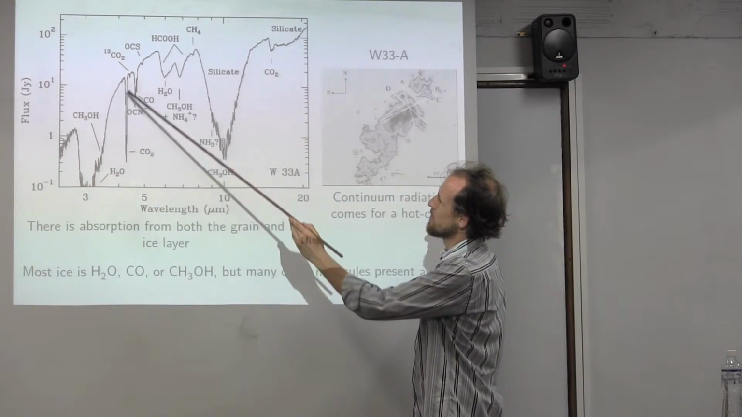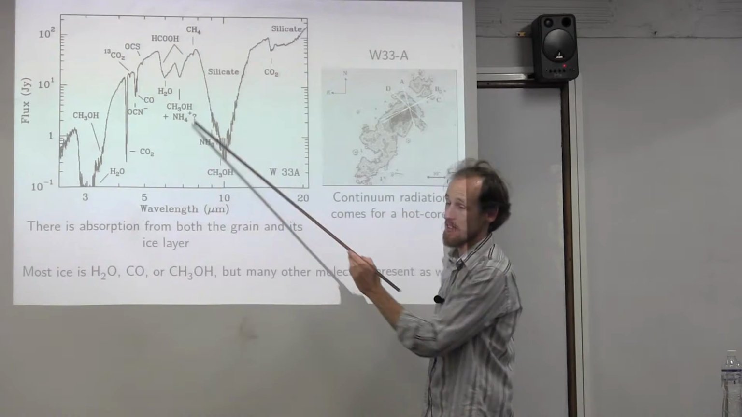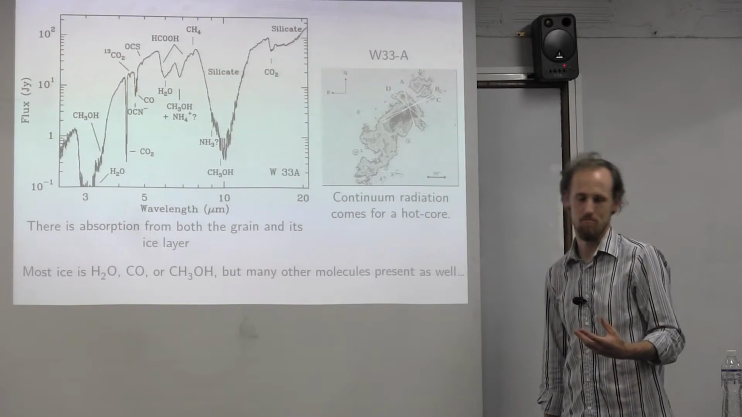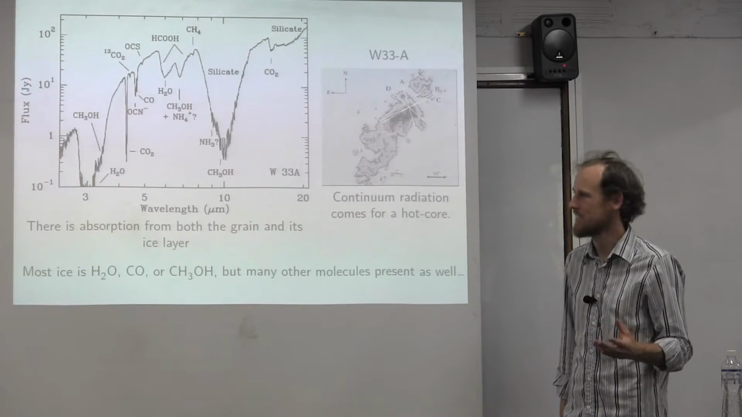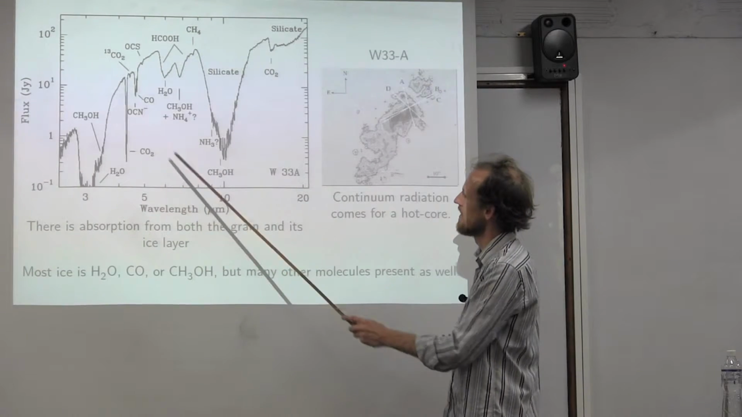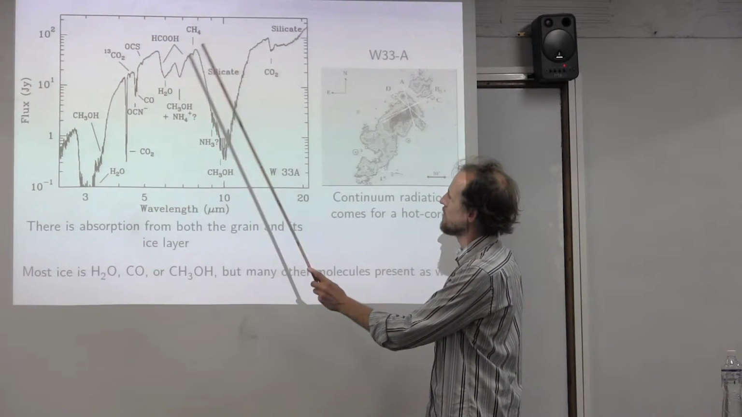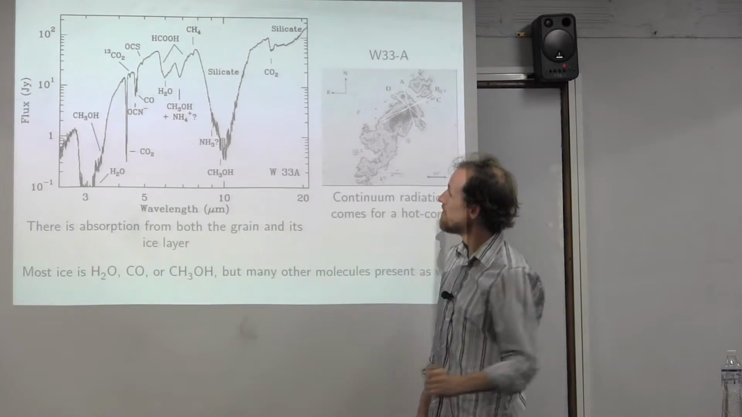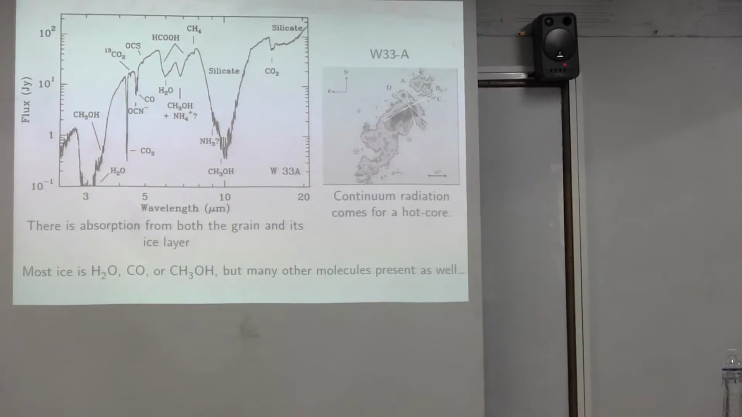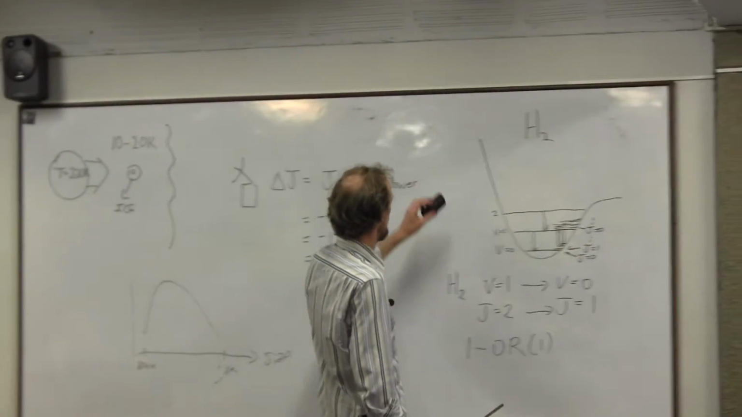More water, you have CO2 forming on the dust grain. You have methanol. Turns out methanol is one of the most abundant molecules in ice, which is kind of strange, that you should have methanol, quite a complex molecule, appear in ice. CO2 makes sense. Carbon monoxide also freezes. Methanol is CH3OH.